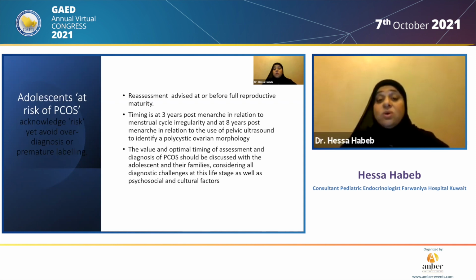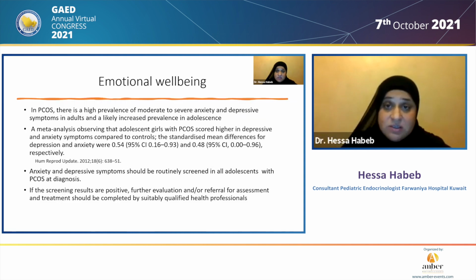The value of that and the optimal timing of the assessment should be discussed with the adolescent and their family, considering all diagnostic challenges at this life stage, as well as psychological and cultural factors.